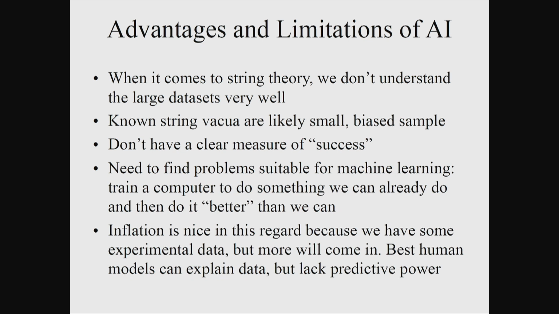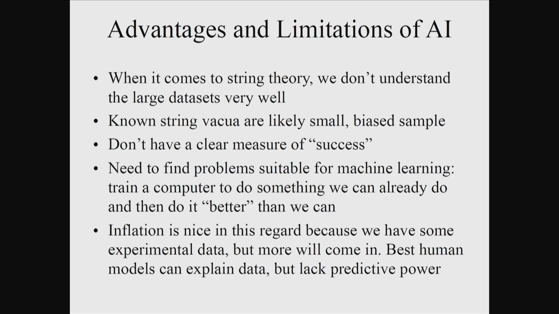And finally, we don't have a clear measure of success. We don't really understand what a typical vacuum in the string landscape looks like. So even if you can train a neural network to, say, construct some string vacua, how do we know that these are actually representative of the full landscape? So the point is that machine learning is a very powerful tool, but at least within our field, at this point, it's largely a hammer that's looking for a nail.